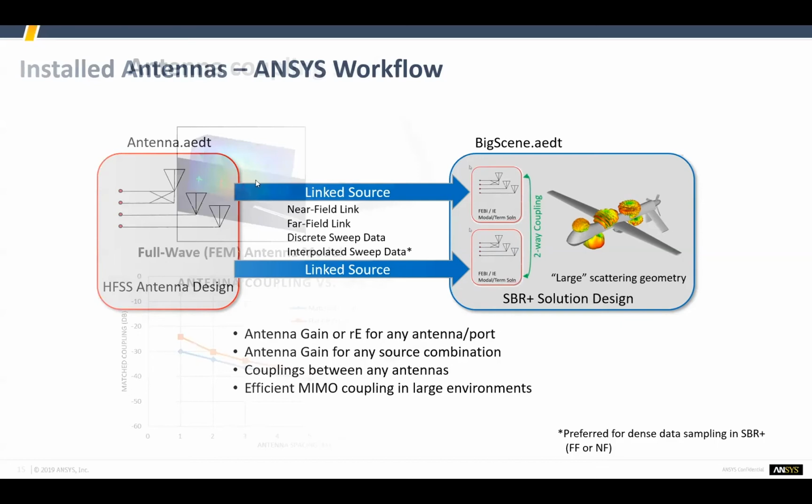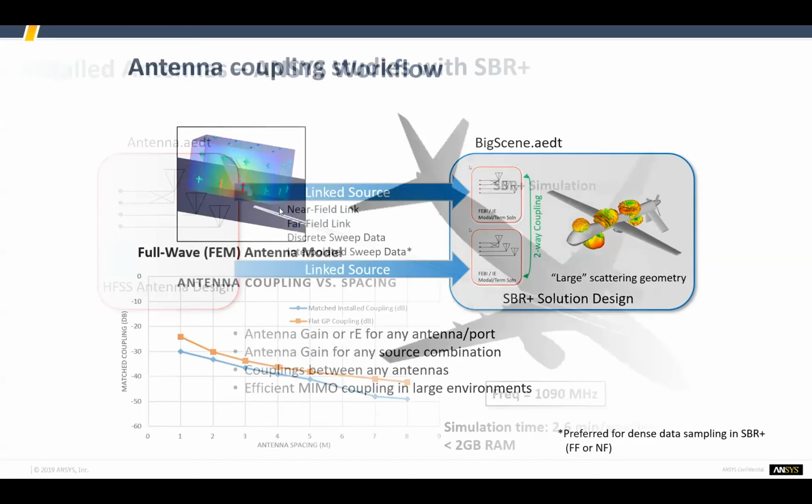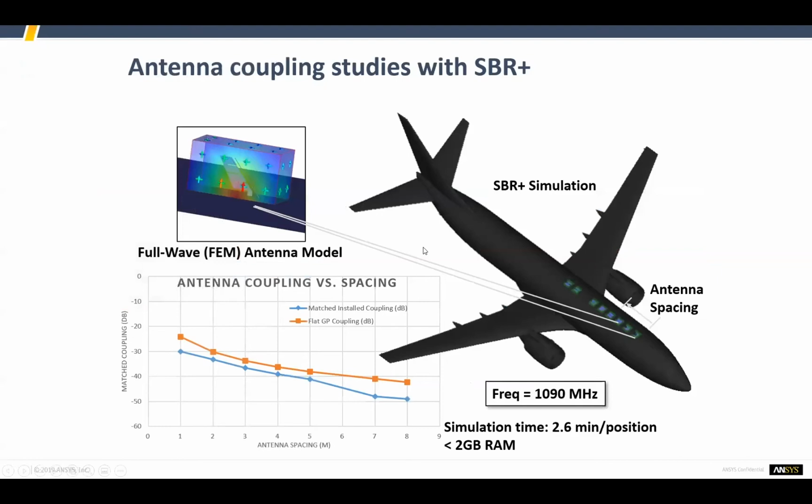So here's an example of what I just mentioned. Here we can see a box that's colored in blue and orange and green, and this would be our HFSS simulation. I believe this is a blade antenna, and what we're simulating in HFSS, the finite element tool, is just the blade antenna and that box that we see. Once that simulation is finished, it becomes a source in the SBR plus simulation, which is this entire jet aircraft.